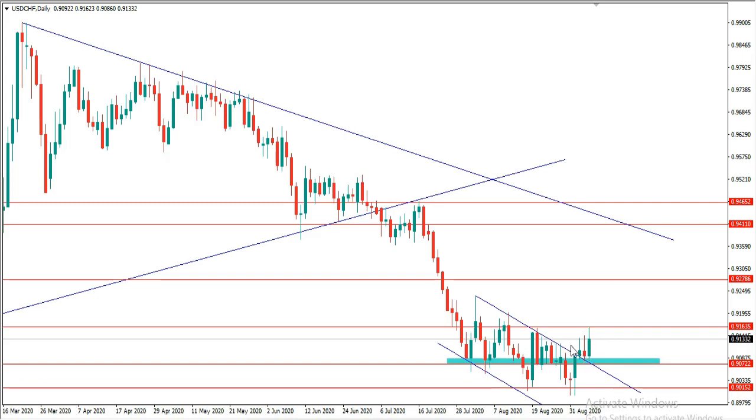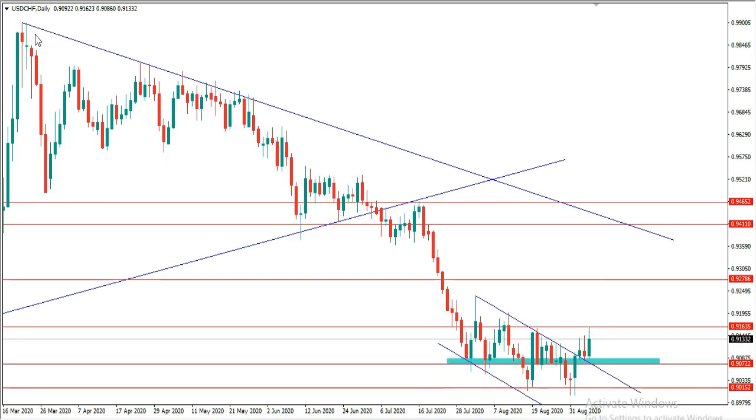However, price is currently at resistance, so we cannot be taking any long trades out of this pair at the moment. So before I take a long trade, I'll be waiting for a daily close above 91.63. When I get a daily close above that level, I'll be taking a long trade into 92.78 and possibly 94.11 over the next couple of days or weeks, as the case may be.